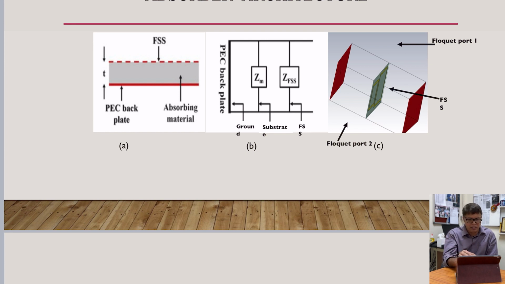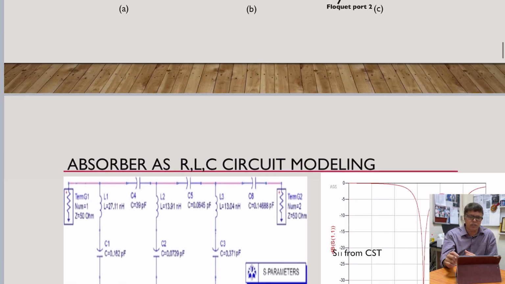If we see the next slide, here we represent an equivalent circuit of the RF absorber, where the PEC backplate is represented by the ground plane. In the center, ZM represents the substrate impedance. And at the incidence side, ZFSS represents the impedance of the FSS. In figure C, we see a floquet port which represents the TLM, transmission line model, and this transmission line model represents how the absorber is constituted. This model is developed using CST software.